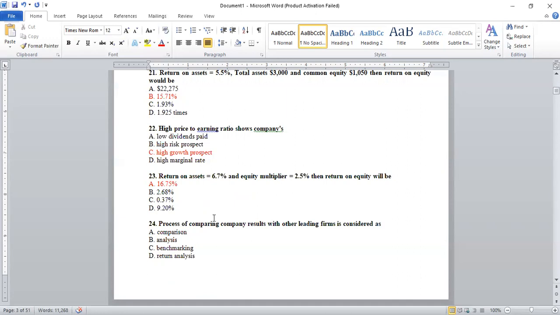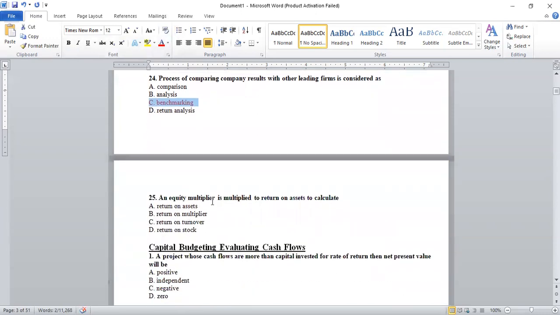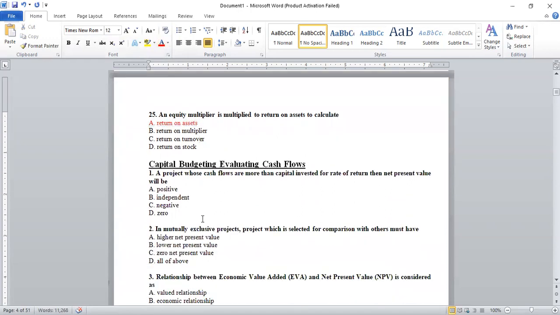Next question. A process of comparing a company's results with other leading firms is considered as benchmarking. Next question. An equity multiplier is multiplied by return on asset to calculate return on equity. Next question.